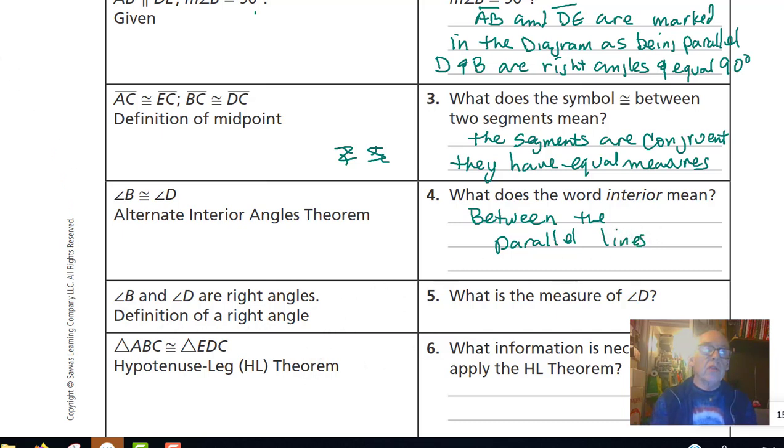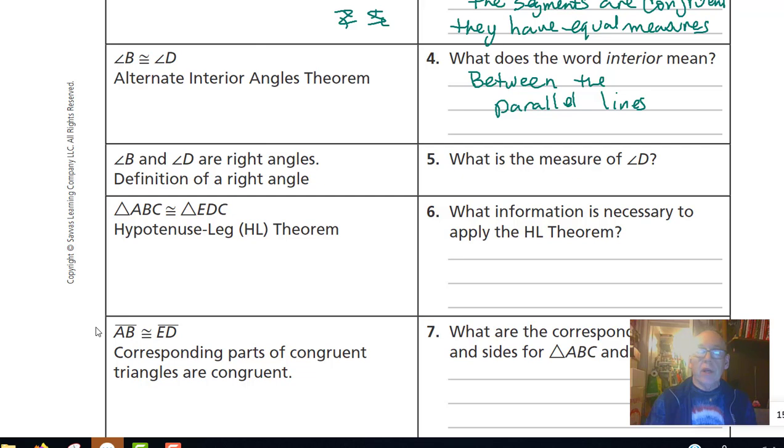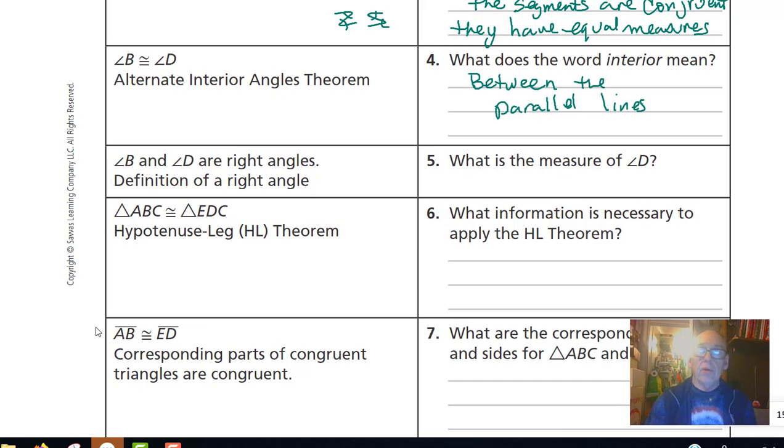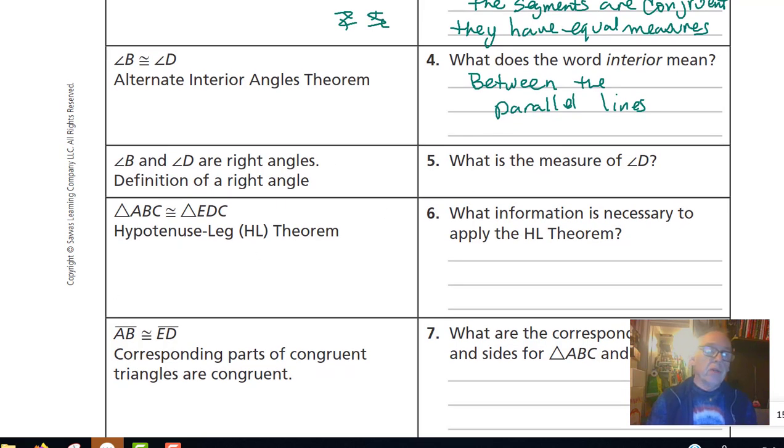Okay, let's look at the next one. Angle B and angle D are right angles. The definition of a right angle, we know they're right angles. What's the measure of angle D? 90 degrees, because right angles measure 90 degrees. Let's look at number 6.